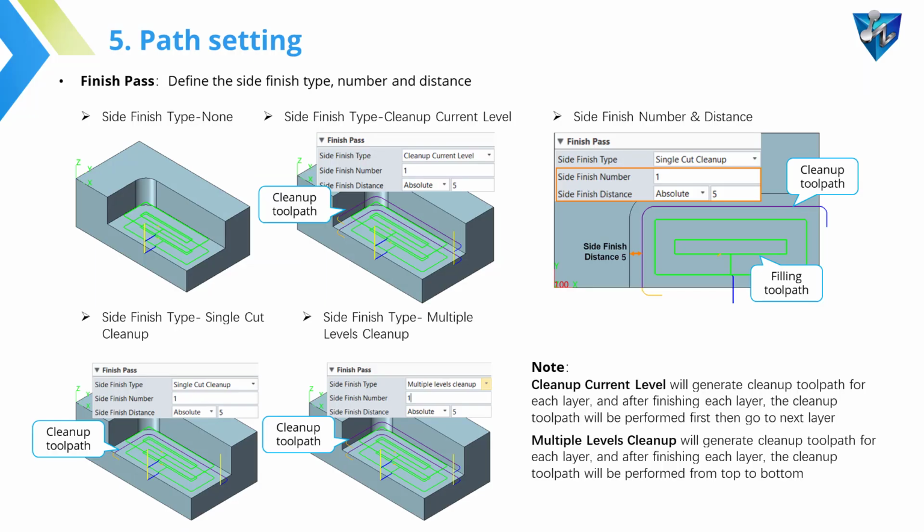Now we go back to the PowerPoint and continue the introduction of path setting. Finish path is to define the side finish type, number, and distance. It has four types: none, cleanup current level, single cut cleanup, and multiple levels cleanup. Here we need to know the concept of cleanup toolpath and filling toolpath. Cleanup toolpaths are the last toolpaths close to the feature boundary of each level, and filling toolpaths are inside the cleanup toolpath. Later I will show you the details in ZW3D.